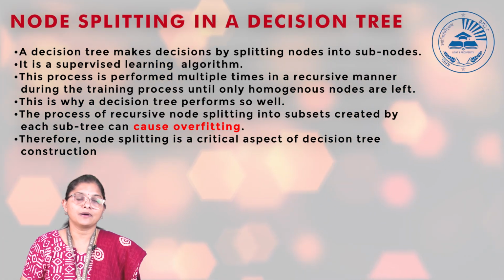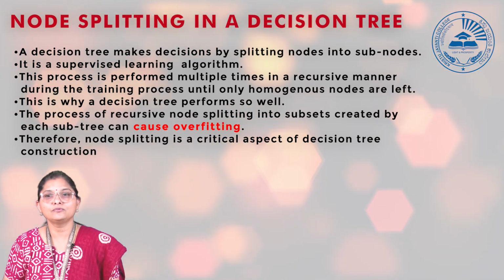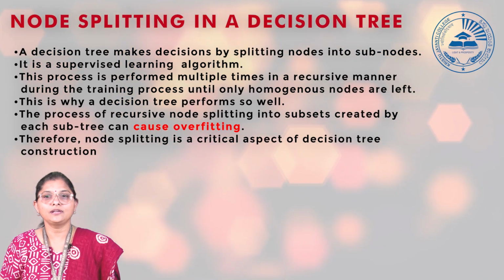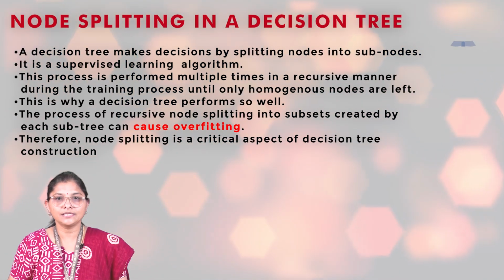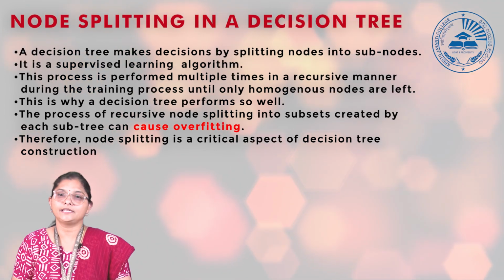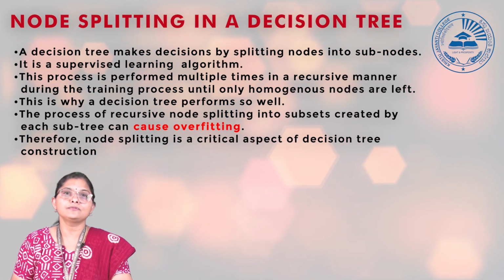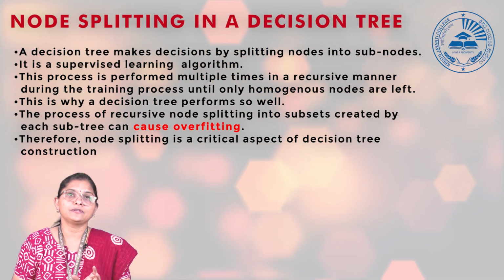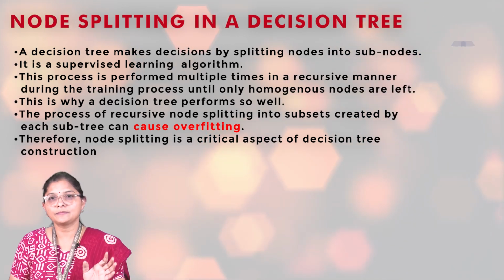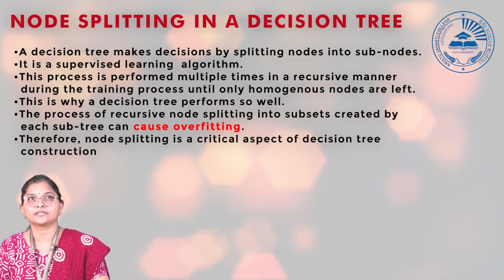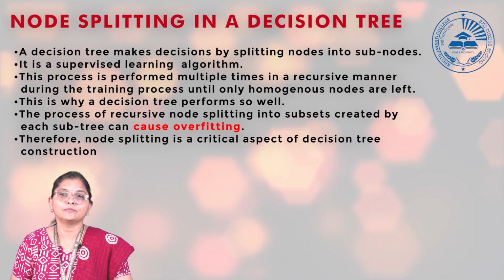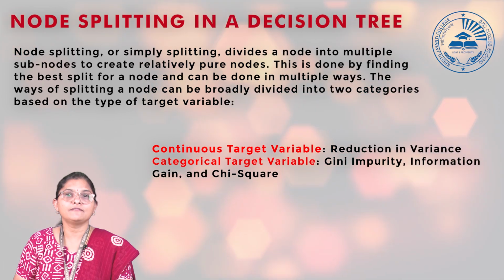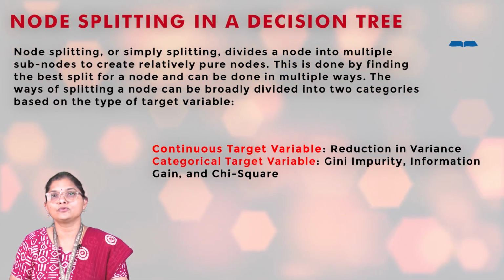It makes decisions by recursively splitting nodes into subnodes based on specific criteria. This process continues during training until the node becomes homogeneous or meets a stopping criterion. However, the recursive nature of the splitting can sometimes lead to overfitting, where the tree becomes too specific to the training data. Hence node splitting is a critical aspect of decision tree construction and must be performed with utmost care to balance accuracy and generalization.